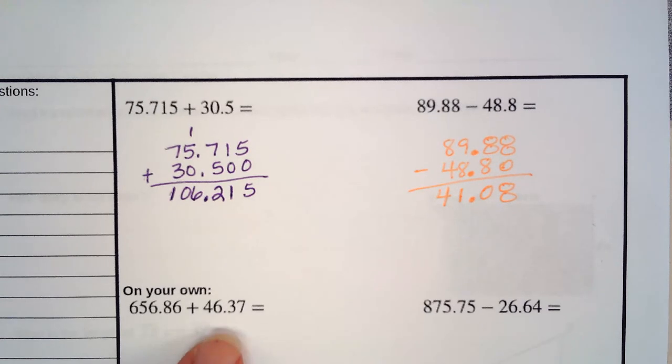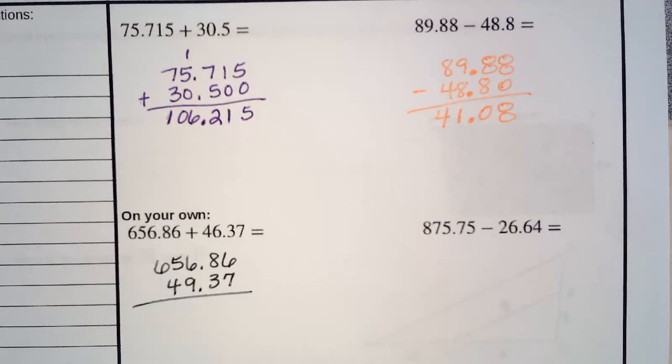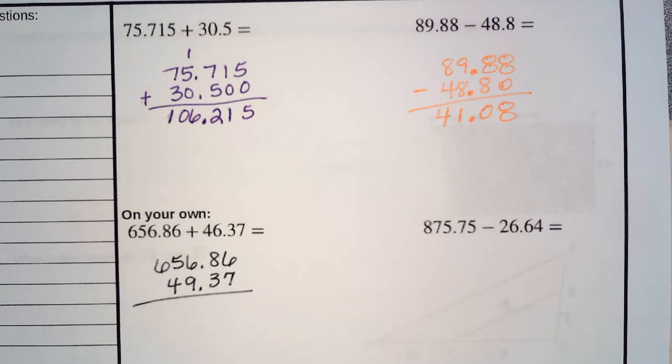For the first one, it's addition. 656.86. 46.37. So I notice I don't have a hundredth, so the 4 goes under the 5. 49 and 37/100ths. Now I don't have anything that doesn't have a number underneath it. I don't need a placeholder, and I'm adding.